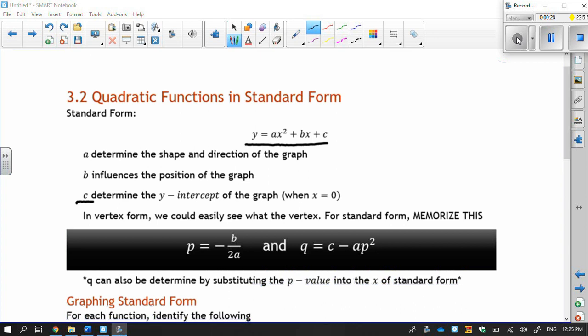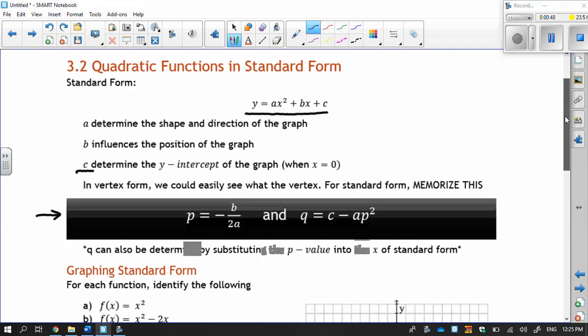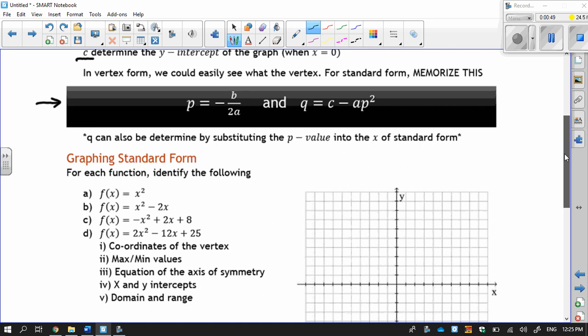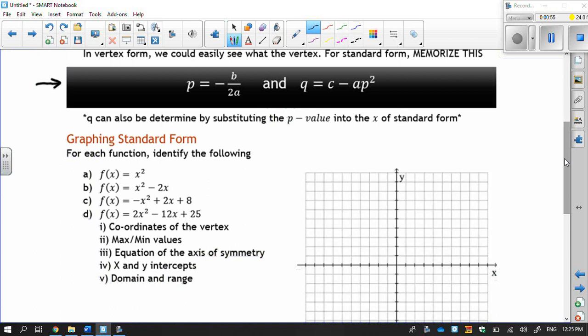Now, when we were in vertex form, we could easily see what the vertex is. For standard form, we need to memorize this. This is something that will stick with you forever as we go through pre-cal. It is very easy to memorize. The other way that we can do q, if we don't want to memorize q, is we can substitute the p-value, which is also x, into the x of the standard form, and that will get us the same value.